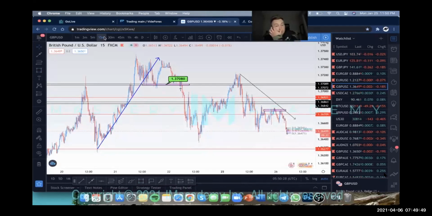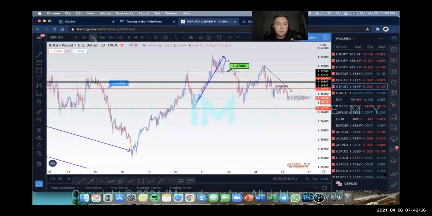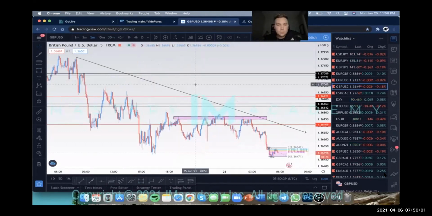I also do analysis on the 15, 30 hour time frames of where it's going longer term. Where is it supporting, resisting? Otherwise, I do not use anything else.